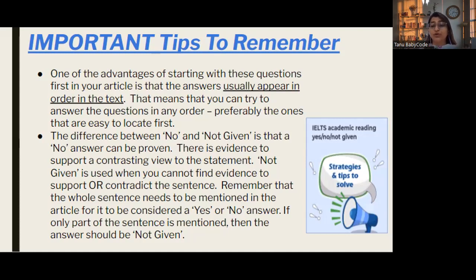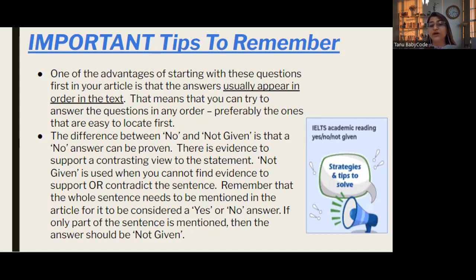Whereas if I talk about not given, it is used when you cannot find evidence. That means you do not have any information related to that. There is no support of the writer's views or claims about it. So remember that the whole sentence needs to be mentioned in the article for it to be considered yes or no. There has to be some evidence. If evidence is there, it is yes or no, right? But if there is no evidence for that information, then that is said to be not given, right?